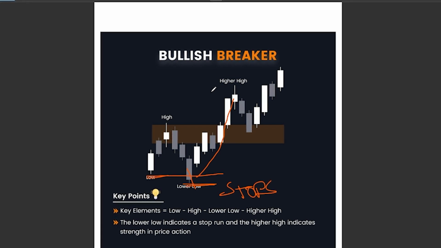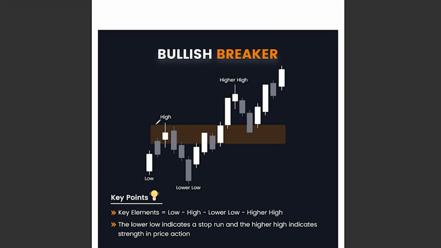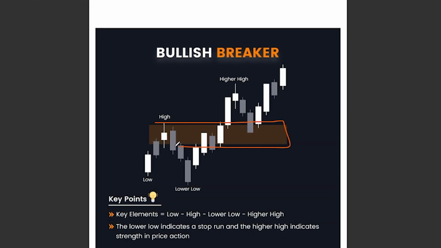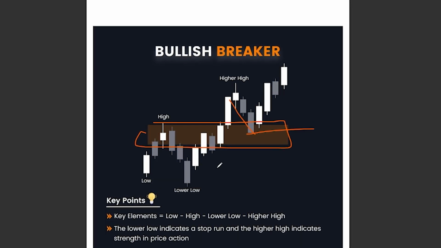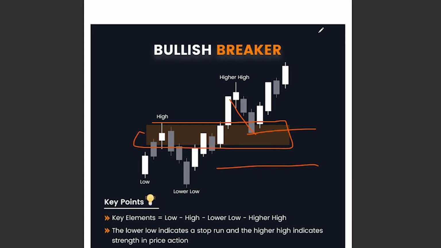Now how to trade this bullish breaker? Once you know that there is strength in the price action, you will mark this candle as the bullish breaker, and when price comes and retests this breaker, you will try to long here with stops somewhere around here and target further highs.